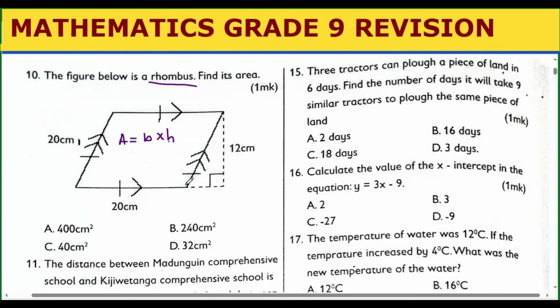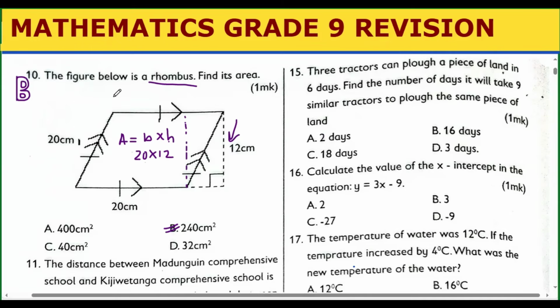So the height comes here like this. Can you see here? That is the height. You've seen it, eh? And it is shown here. So it is 12. The base is 20 times the height, 12. So 20 times 12, press the calculator quickly, 240. So the correct answer is 240, which is B. B for best. Yeah, the answer is B.